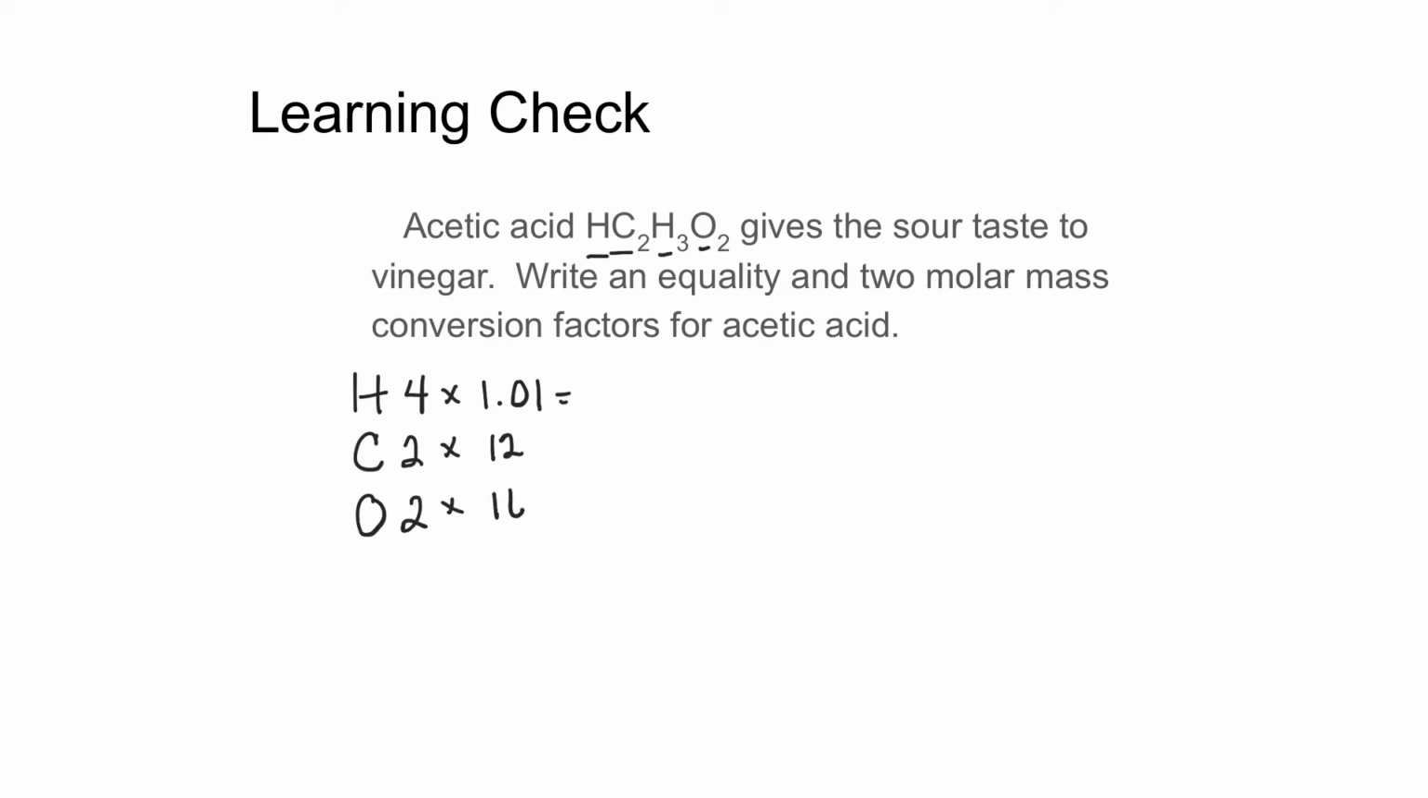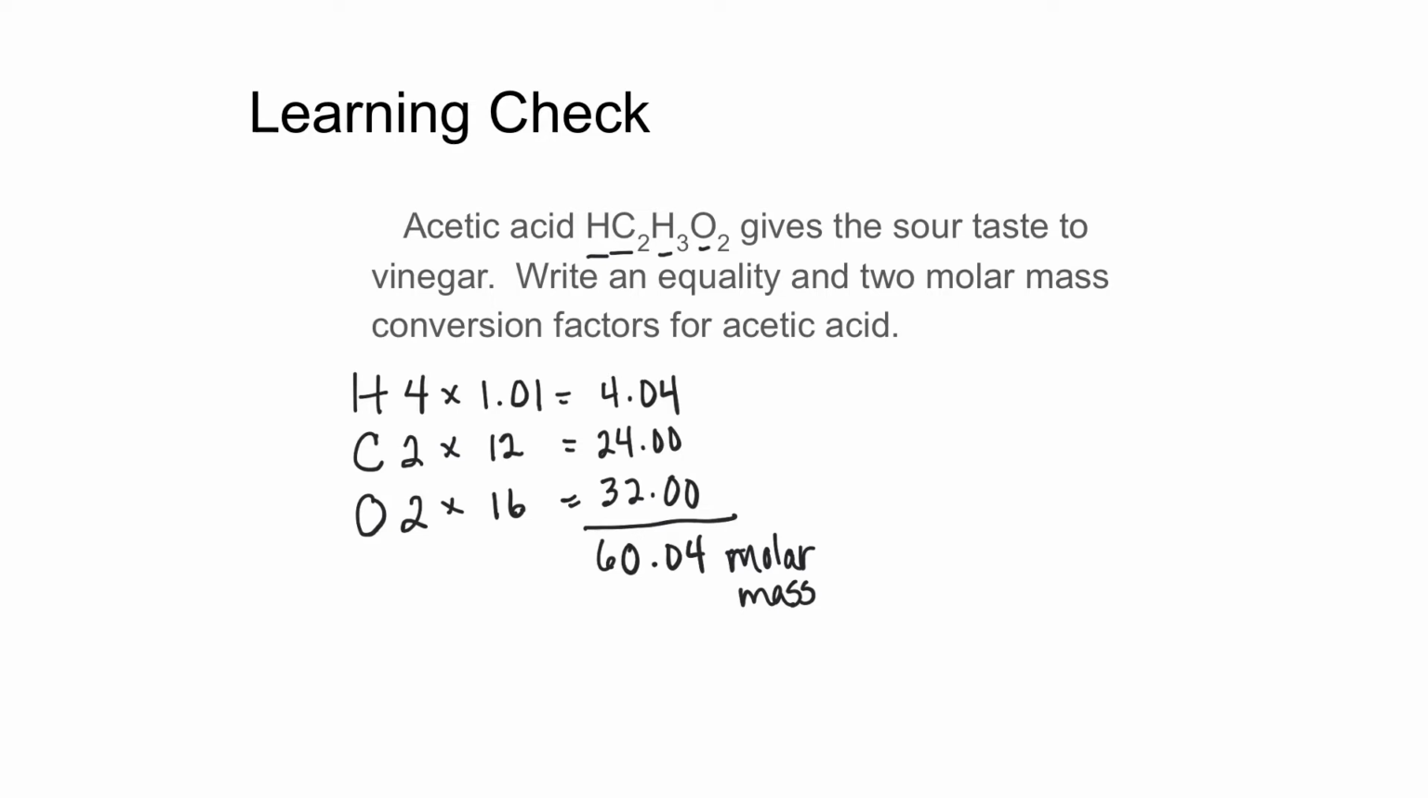And so if we multiply those out, we have 4.04 and 24 and 32. So to find the molar mass of the entire compound, we're just going to add those together, and we should get 60.04. And so this is our molar mass. All right. And so now we have the molar mass, and we can write our equality.